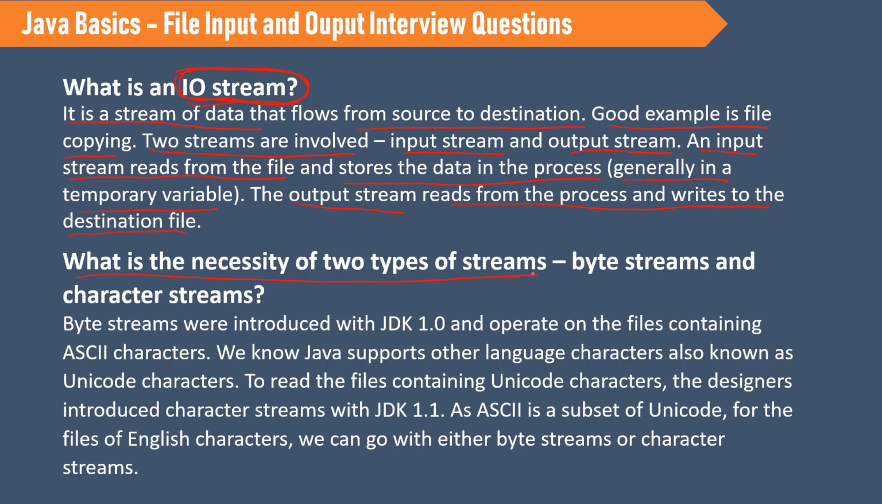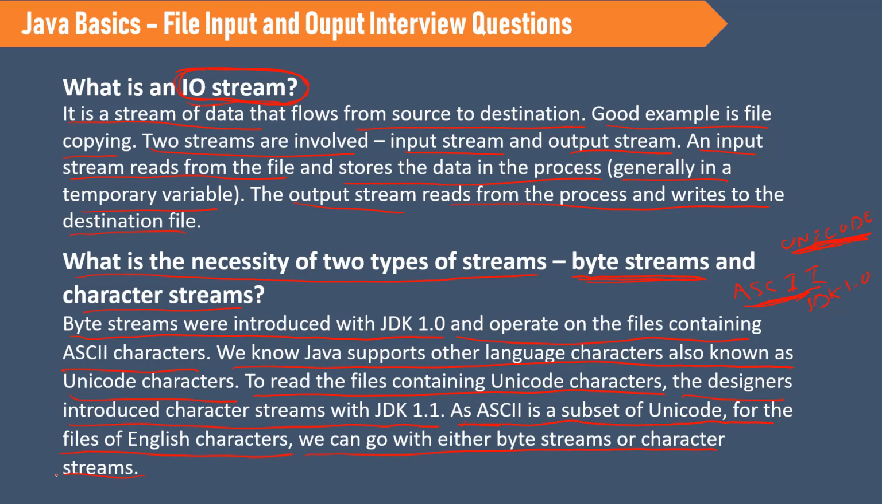The next question is, what is the necessity of two types of streams, byte streams and character streams? Byte streams are used to read ASCII characters, and these were introduced in JDK 1.0. But Java supports not only ASCII characters, it also supports Unicode characters. So for working with Unicode characters, character streams were introduced in JDK 1.1. That is the main difference. Byte streams were introduced with JDK 1.0 and operate on files containing ASCII characters. We know Java supports other language characters, also known as Unicode characters. To read files containing Unicode characters, the designers introduced character streams with JDK 1.1. As ASCII is a subset of Unicode, for files of English characters we can go with either byte streams or character streams.